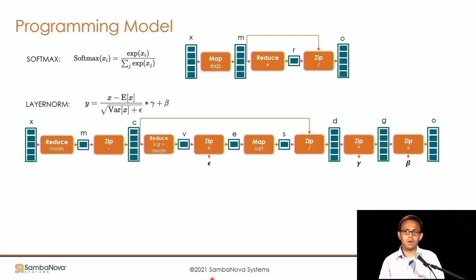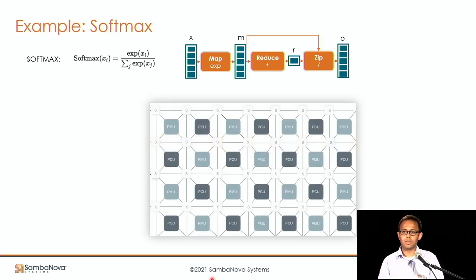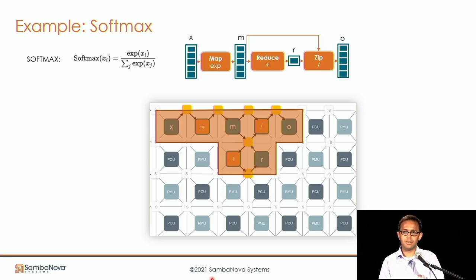So let's revisit the same programming model diagram again. I wanted to go over a couple of examples of how we end up mapping operations like these from the compiler to the architecture. We'll start with softmax. Here at the bottom, I have the floor plan or the architecture diagram for the SN10. One way to map it is as I've shown here, where all the memory units, X, M, R, and O in the diagram, are mapped into PMUs. All the orange blocks, the exponent, sum, and divide, are mapped to the PCUs. And the communication between them is programmed as routes by the compiler using switches. This allows a fully pipelined implementation of a softmax operation.